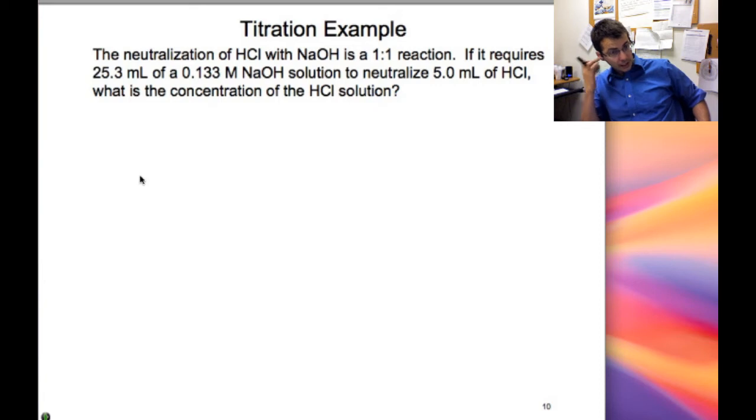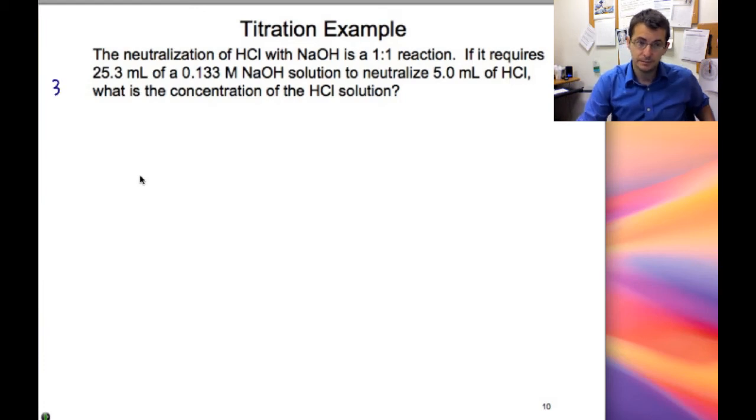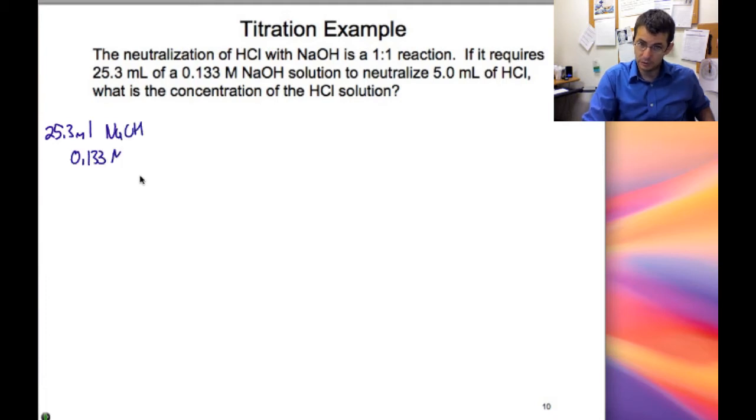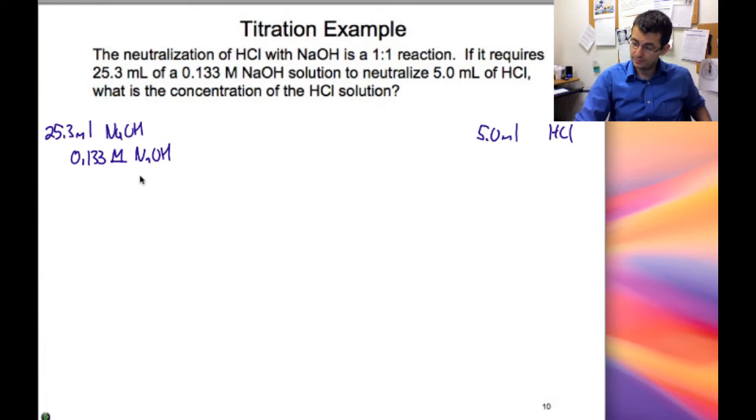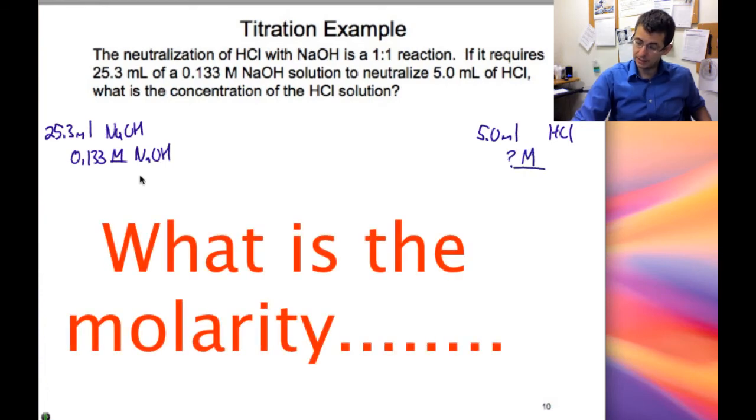Standard neutralization. The neutralization of blah, blah, blah requires 25.3 milliliters of a sodium hydroxide solution that happens to be 0.133 molar sodium hydroxide. And they say that it required that much sodium hydroxide to neutralize 5 mL of an HCl solution. And we want to know what the molarity of that solution is.